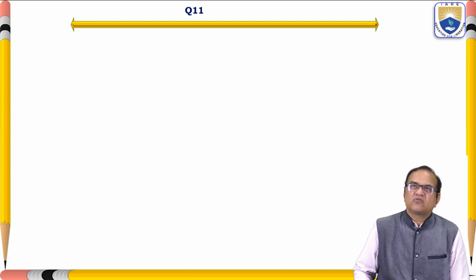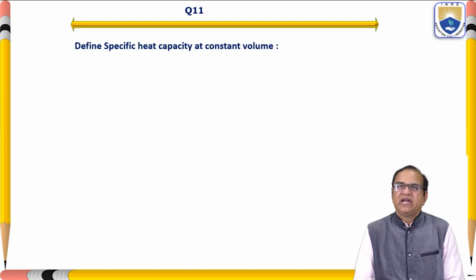Now I will go for question number 11. Define specific heat capacity at constant volume. It is called CV.